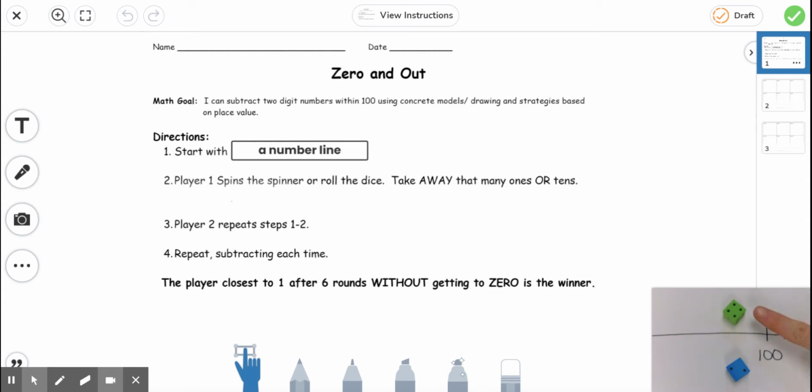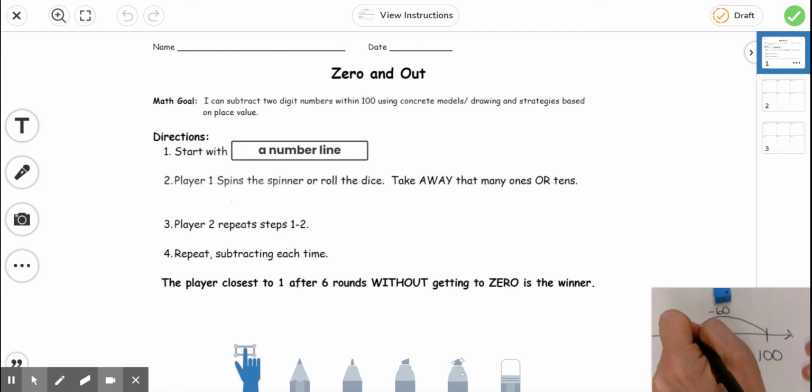But I just got 4 and 2, which would be 6. So I can either take away 6 or I can take away 60. But no matter what, I have to go 6 rounds. So I think I'm going to go ahead and take a risk here. I am going to subtract 60.